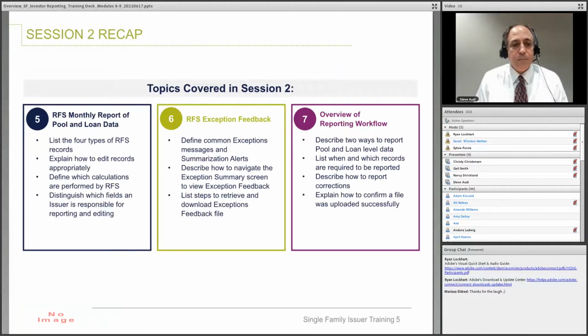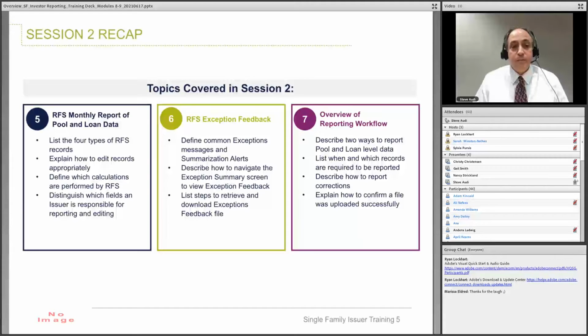So the topics that we did cover yesterday were in sections 5, 6, and 7. We talked about the monthly report of pool and loan data. A lot of you commented on that. We went over the P, the L, the S, and the V records, about editing, the calculations performed by RFS in summarization. And we talked about which fields the issuers were reported for reporting and editing for single-family issuers, as you are.